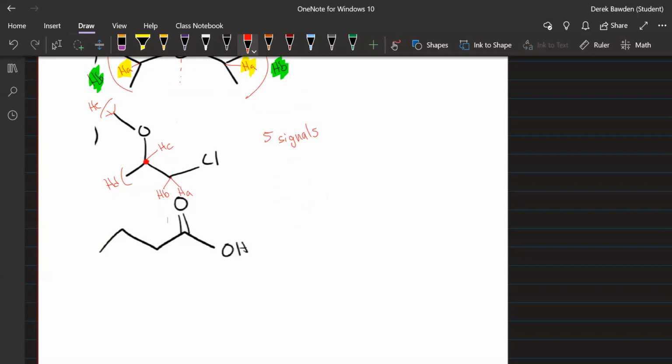All right. We need to look for stereocenters, and this molecule does not have one. So this will be our HA, HB, HC, and HD. Okay, so we're going to have a total of 4 signals for this molecule.